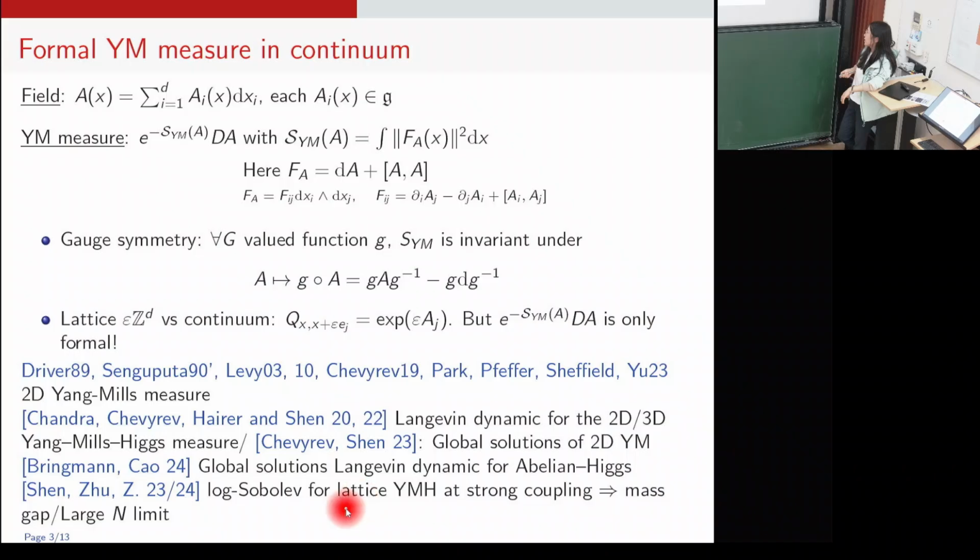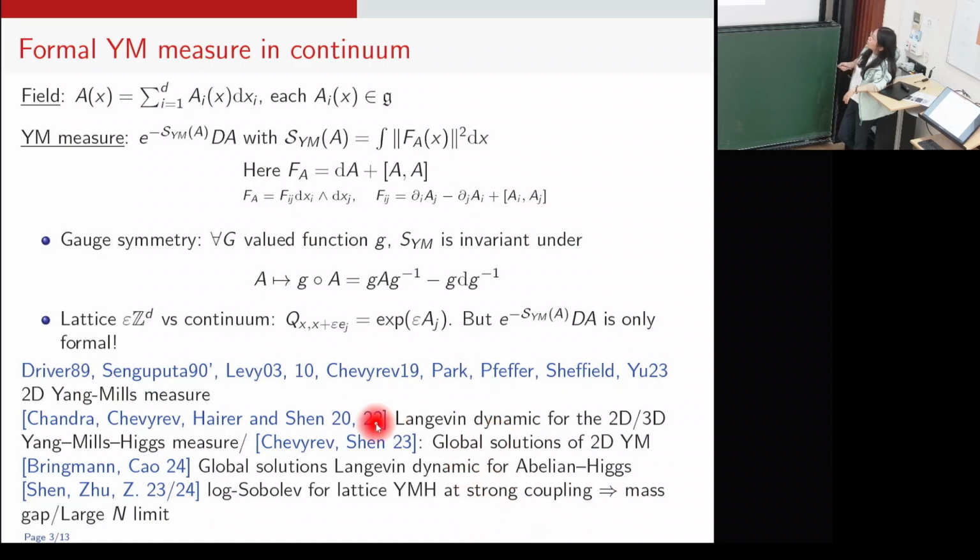And using this kind of result, it also implies the mass gap property for this lattice Yang-Mills model. This means the correlation functions of two different local observables, such as Wilson loops, will decrease exponentially with respect to their distance. And we can also use this kind of functional inequality to derive the large N limit of the Wilson loop, which is given by some deterministic functions. And this is for the applications of the dynamics. But today I'm not going to talk more on this dynamics.